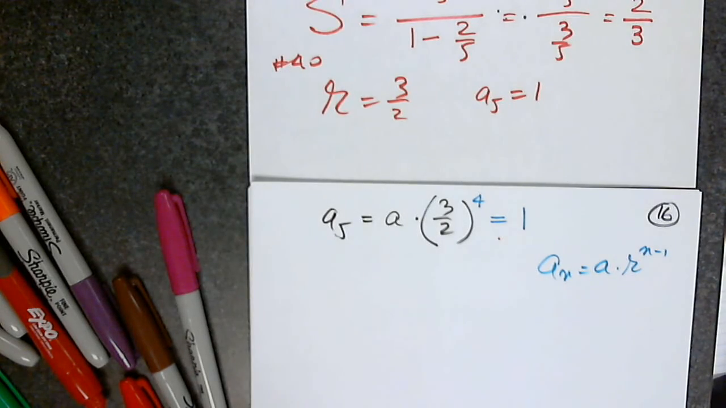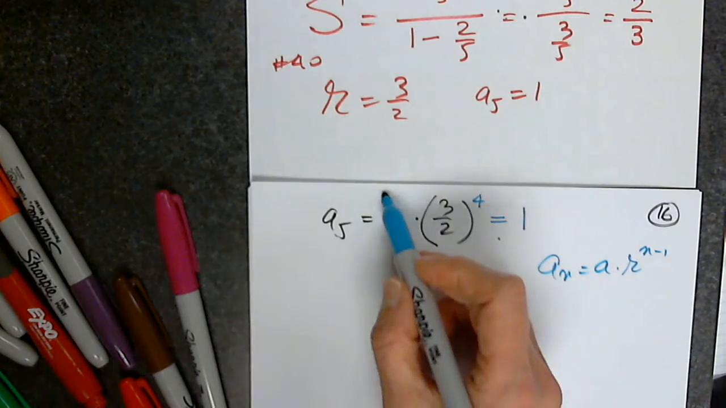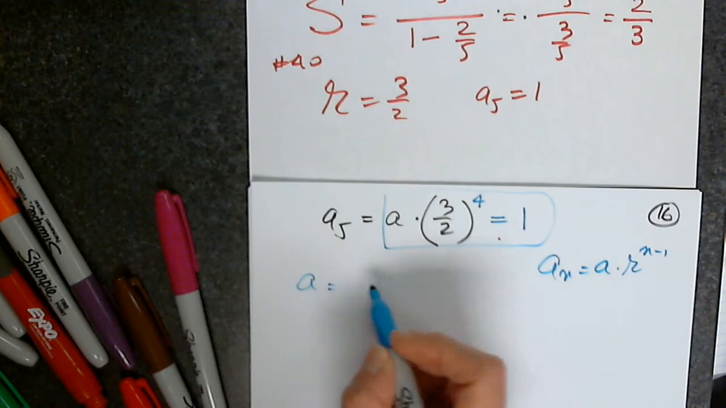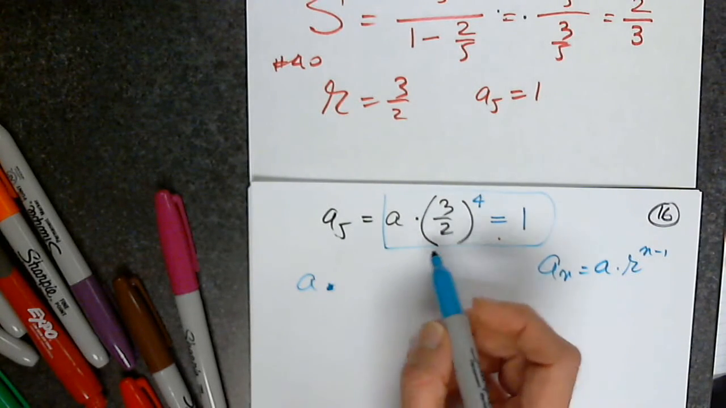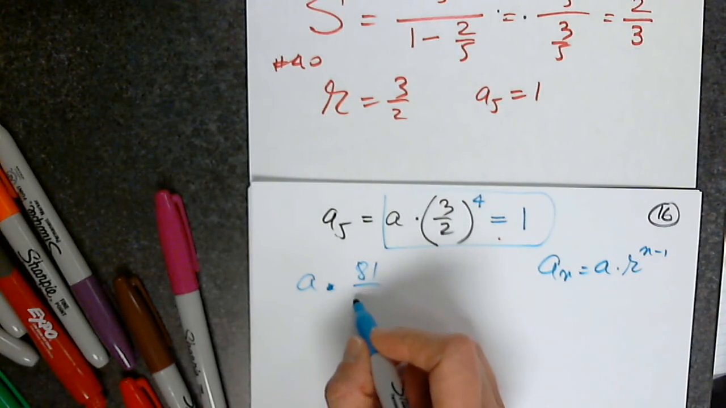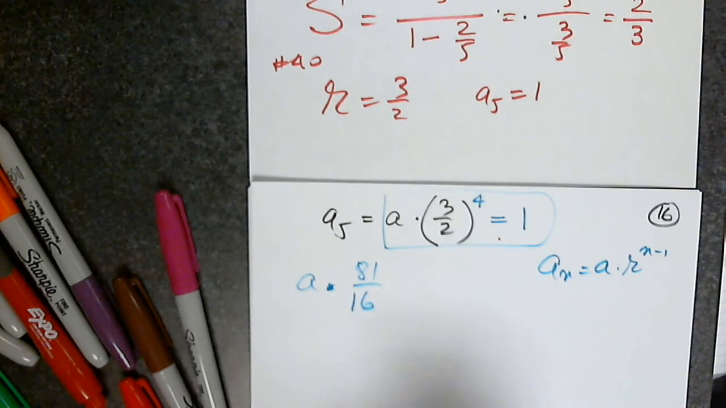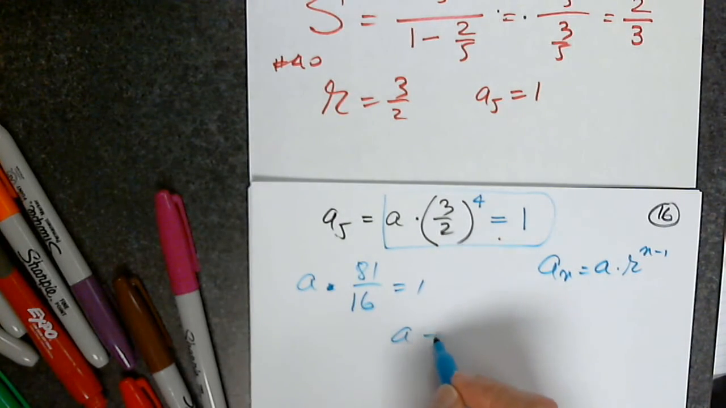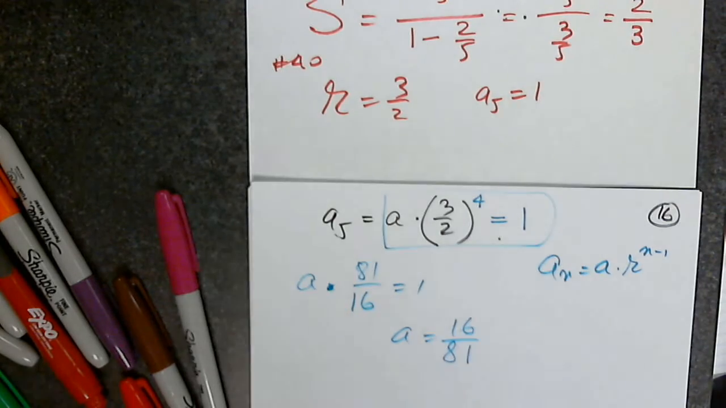What can I determine from here? You solve for A. Exactly. This is the equation in which I solve for A. So this is A multiplied by 81/16 equals 1. So then A equals 16/81.